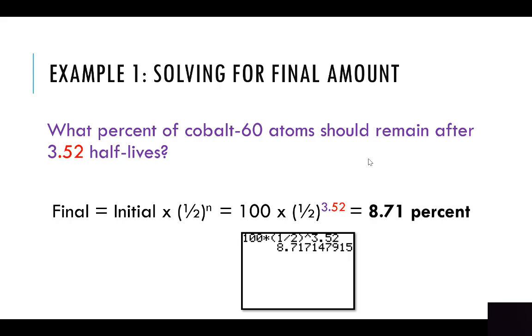8.71% should be left, which makes sense. It's a little less than the 12.5% that we had with exactly 3 half-lives. It's still more than the next half-life. If we had had 4, it would have been 6.25%. So we're somewhere in between 3 and 4, but you can't just eyeball it. You have to use the equation.